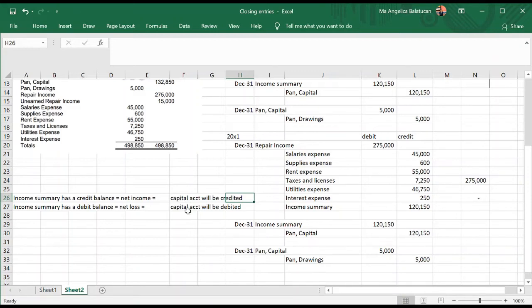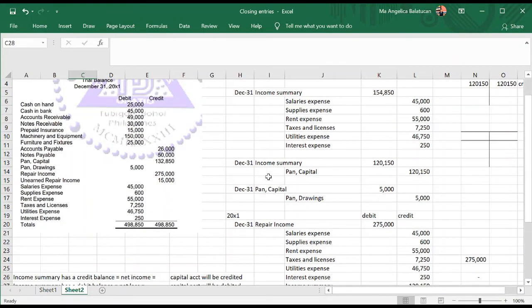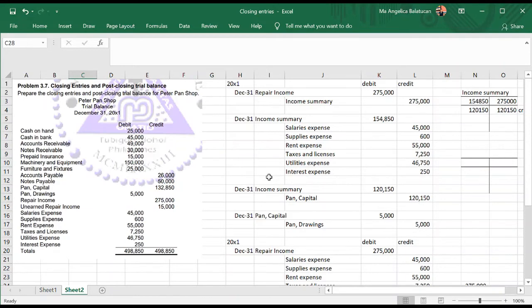But if we will debit the capital, it will decrease the capital, which makes sense because if there's a net income, this means na naay ginansya. And if we are the owner and naay ginansya, there is a net income, it means our capital will increase. Okay? Meanwhile, if lugi, if there's a loss, then the capital account will be debited. And that would mean that our capital account will decrease. Okay, so let's proceed to the post-closing trial balance.